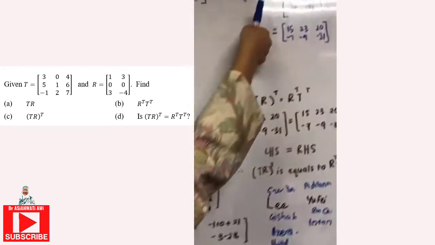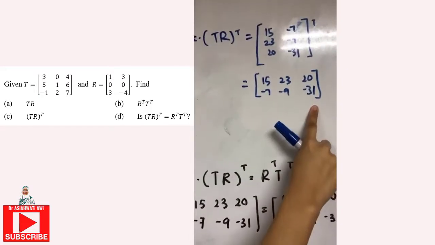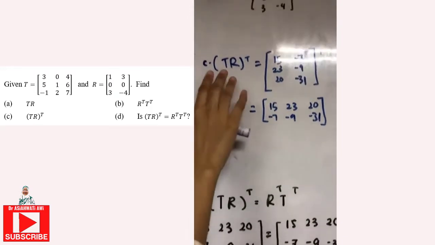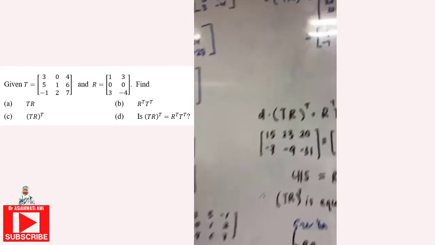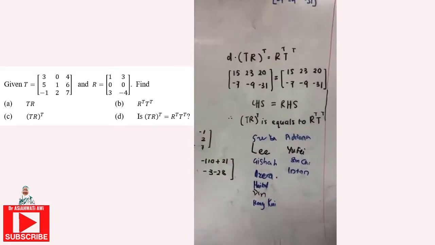So C, they ask us to find TR transpose. So it equals to 15, 23, 20, negative 7, negative 9, negative 31. So as we can see, TR transpose is equal to R transpose T transpose. So this is the answer, this equals. Thank you.